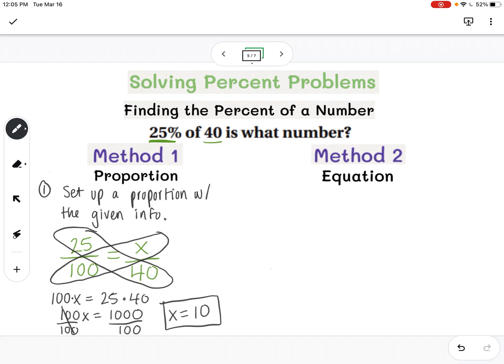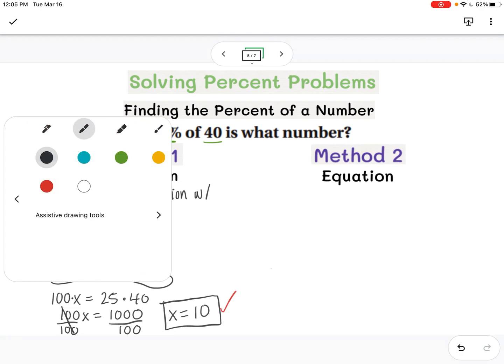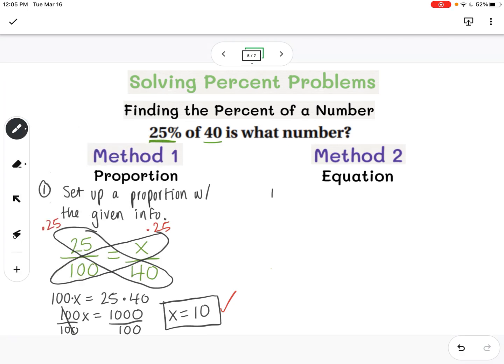And remember, if you wanted to check if this was right, you just simply plug in 10 over 40. You want to make sure the unit rate of both of those was correct. So when I do 25 divided by 100, I get 0.25. When I do 10 divided by 40, I also get 0.25, so I can be sure that my answer is correct. All right, second method is an equation.